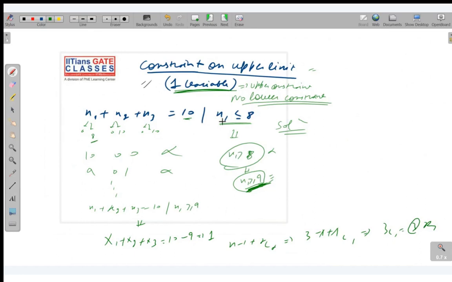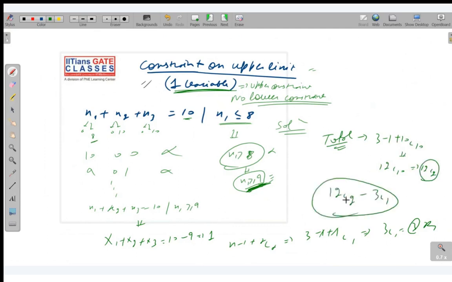And if I do not apply any constraint, what will be my answer? So total is n, which is 3 minus 1 plus 10, C10. 12C10, that is 12C2. 12C2 is the total, minus 3C1 I will do. So total minus complement, we will get the answer for one upper constraint, only one upper constraint. Okay, so I think you have got it.